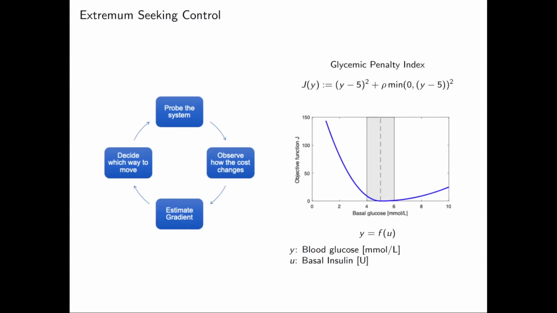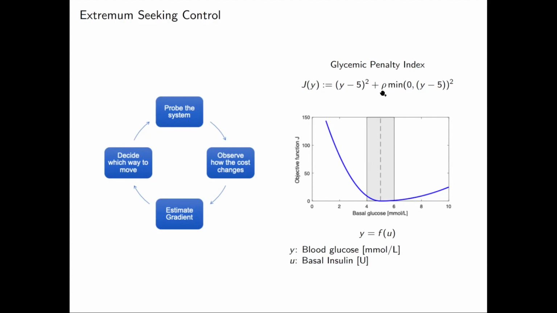The proposed approach is based on extremum seeking control, where we define some kind of an objective function. And when the input changes by a small amount, we observe how the cost changes, and we use this information to estimate the gradient from the cost to the input and use this to update our input.